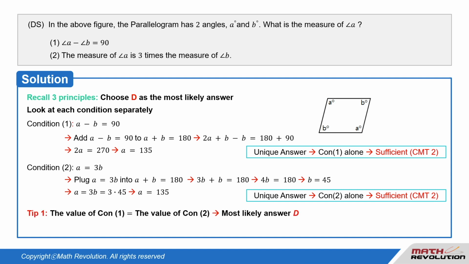Also, according to tip 1, it is about 95% likely that D would be the answer when the value of condition 1 is equal to the value of condition 2. You can get more correct answers and save a lot of time by using the variable approach. Each condition alone is sufficient. Thus, D is the correct answer. Answer D.